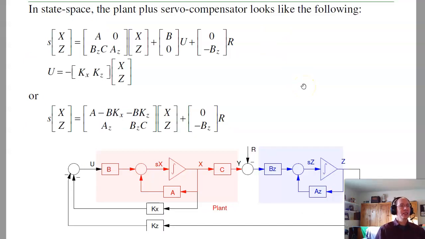In state space then, the dynamics become as follows. I have x dot is A times x plus B times u. Z dot is Bz times C times x plus Az times z plus Bz times minus r. And then u, if I use full state feedback, is minus Kx times x minus Kz times z. Putting it together, the closed loop system then becomes A minus B Kx, minus B Kz, Bz C, Az, 0, minus Bz. Okay, got those backwards. Here we go. So z dot is Bz times C times x plus Az times z minus Bz times r.